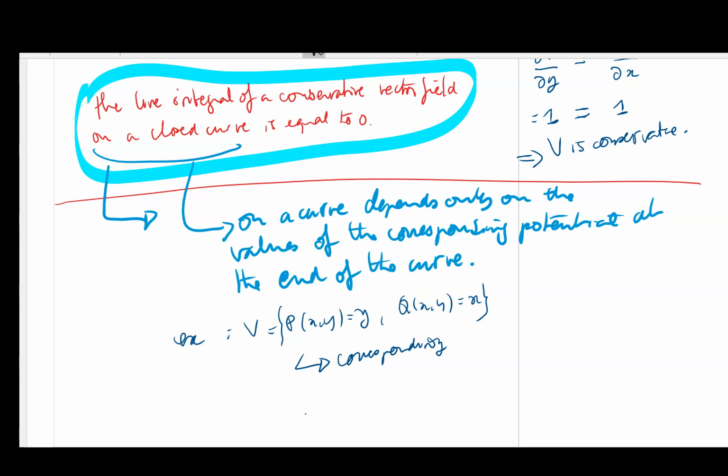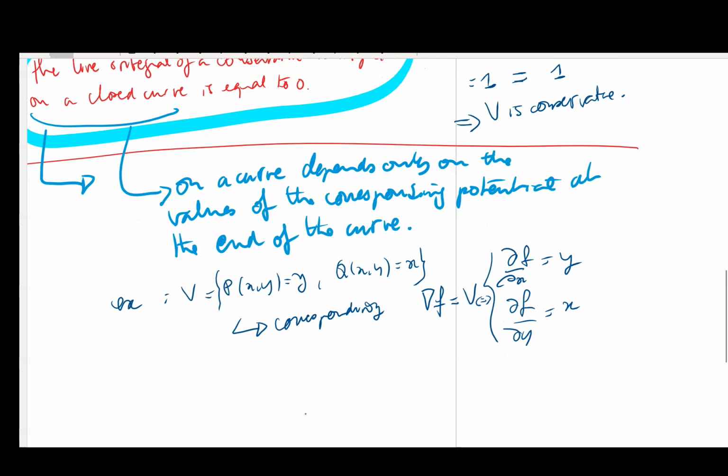What is the scalar potential, right? So I know that I've done my test. I know that there exists a scalar potential. Let's call that f, such that gradient of f is equal to v. So you know that df over dx then is equal to y, and df over dy is equal to x. That's what it means, okay? Right? So what is f?